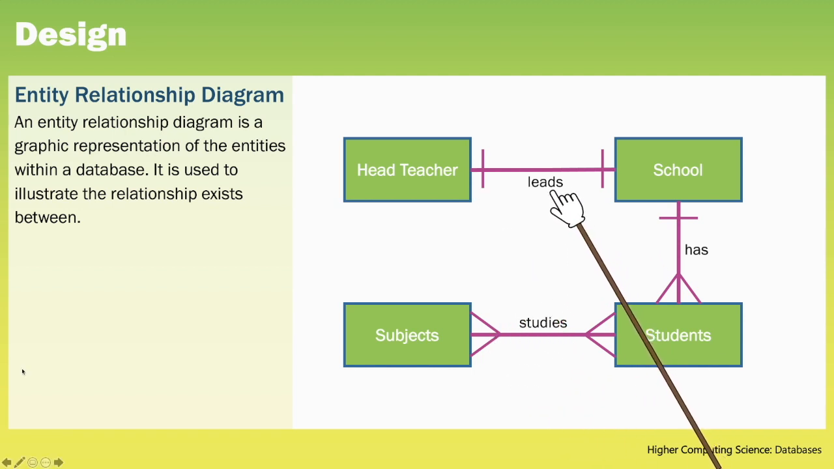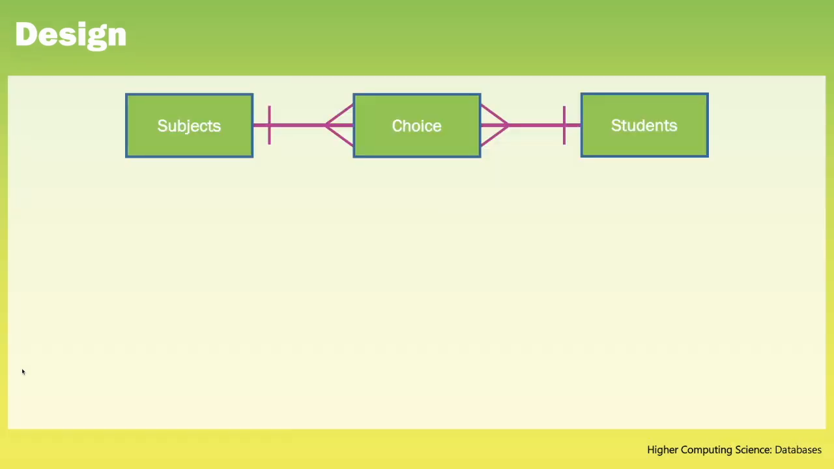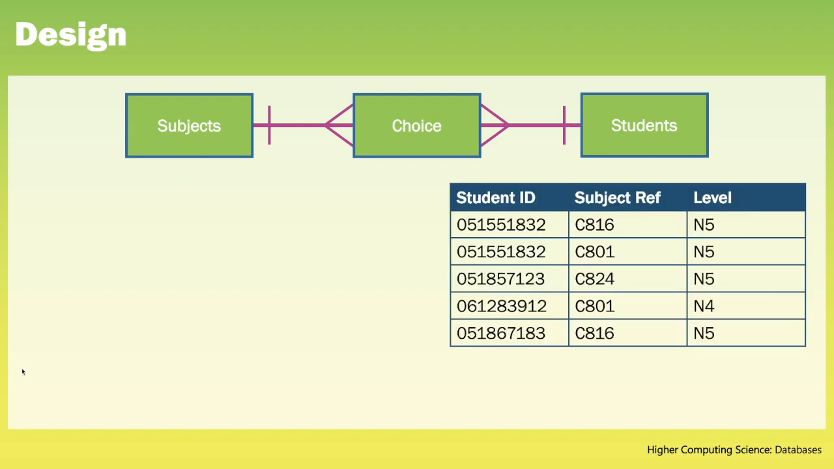We've also described the relationship between each entity. Earlier I said that many-to-many relationships were not possible, and we had a many-to-many relationship between student and subjects. To break up this relationship, we can add in a third entity and have two one-to-many relationships. Let's now examine the content of the choice table. You can see here we're pulling in the student ID from the student table and the subject ref from the subject table, and we have another attribute called level.